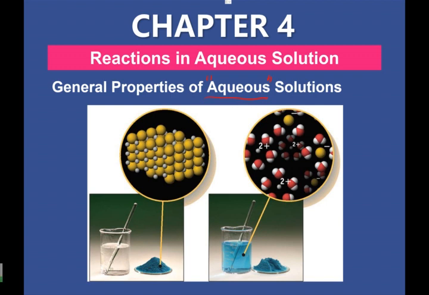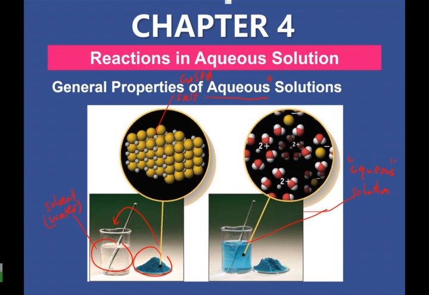On the left side, you will see a blue solid, and we have a solvent. This solvent is no other than water. So this one is a solvent known as water, and this one is a salt, in blue color. It could be copper(II) sulfate. So this one is a salt. When you put the salt into the water and stir it, it will dissolve well, and you get a blue colored solution. This solution we call an aqueous solution.